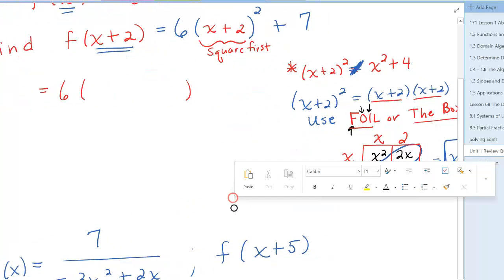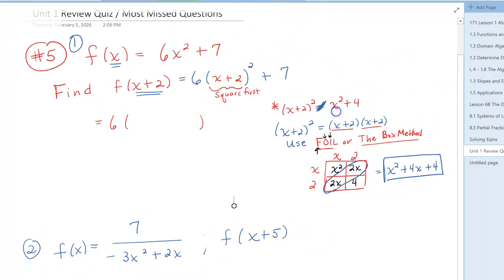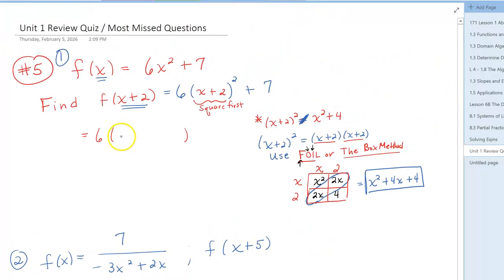Okay, back to the problem. Now that I have squared x plus 2, I'm going to write my answer here. So that was x squared plus 4x plus 4. But then I can't forget I also had a plus 7 here that I haven't done anything with.